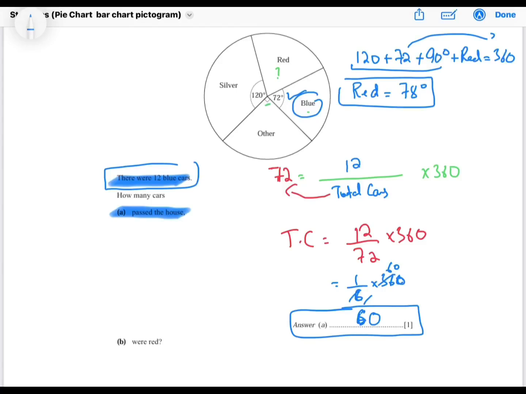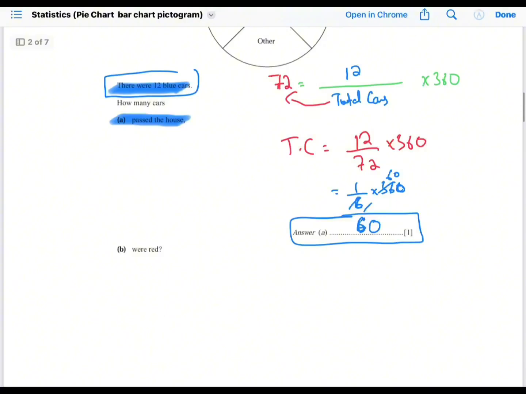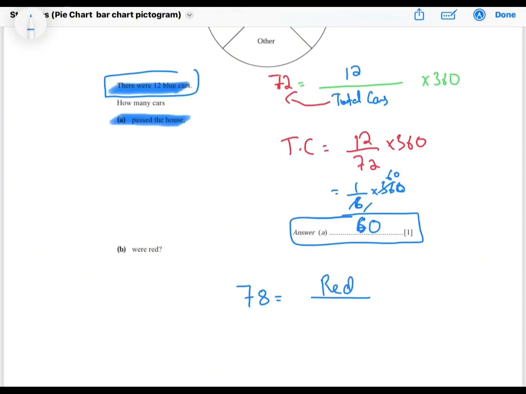Now I need to find the total number of red cars. The formula will be the same, just the angle is 78, so I will write 78. I don't know how many cars are red, so I will just write red here. And the total we already know is 60 because we did it in part 1, equal to 360. The 0 will be cancelled out, 6 1s are 6, 6 6s are 36. Now the 6 goes to the other side and divides, because when we move a multiplied number to the other side, we divide. So the final answer, the red value, will be 13.